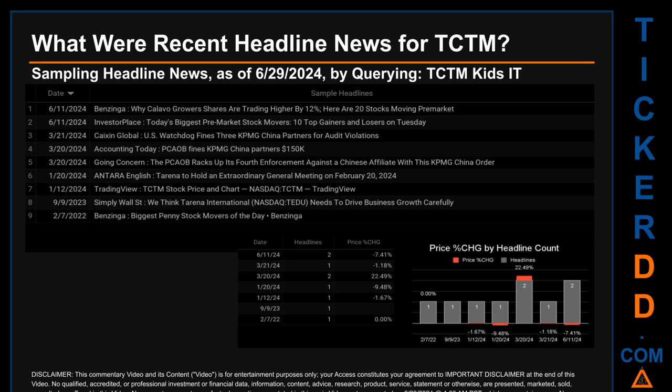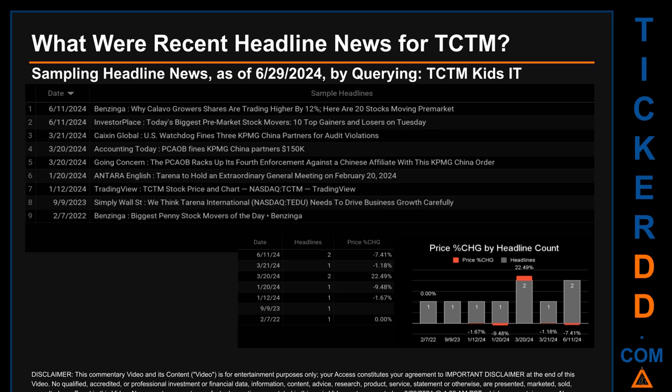Benzinga published the headline that read, "Why Caliva Growers Shares Are Trading Higher by 12%. Here are 20 stocks moving pre-market." Investor Place published the headline that read, "Today's biggest pre-market stock movers. 10 top gainers and losers on Tuesday."